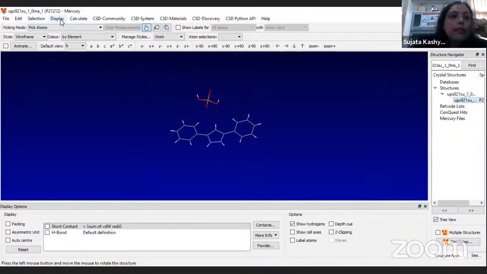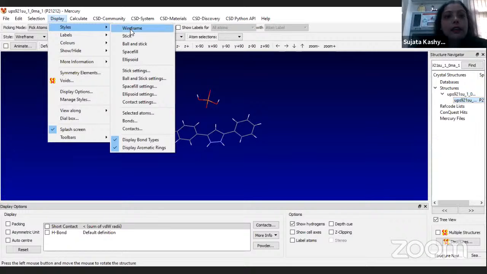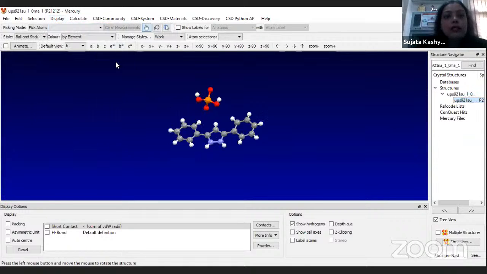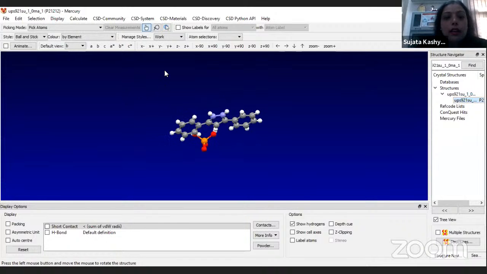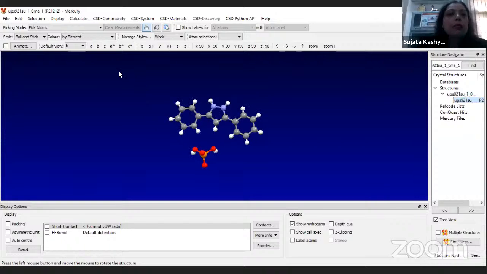Now we will go and see, as I had already told you, there are 4 or 5 types of way in which we can see our molecule. So we'll go in display in a style. This is the wireframe model. Then comes ball and stick model. Here, can you see this? Ball and stick model. The atoms are in the form of balls and the bonds are in the form of sticks. This model is known as ball and stick model.